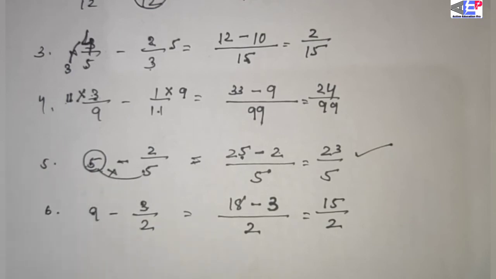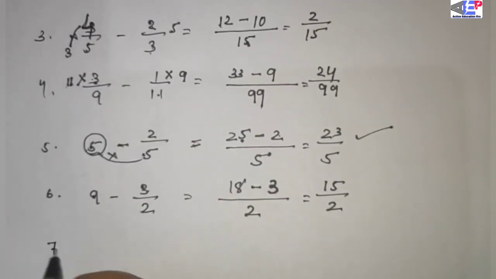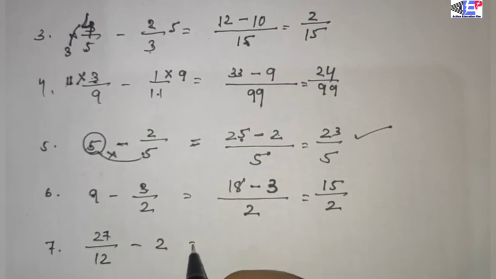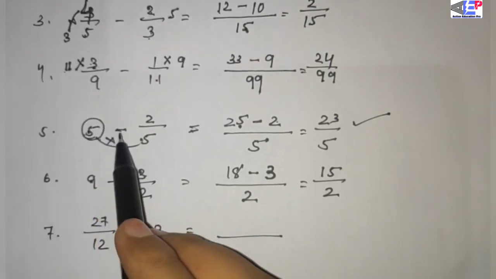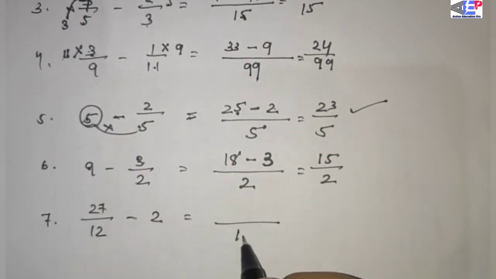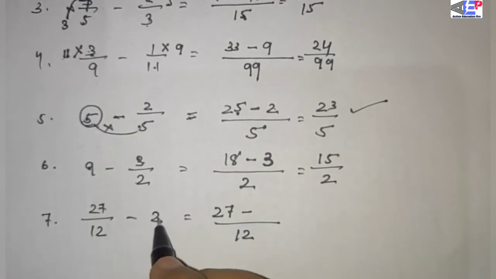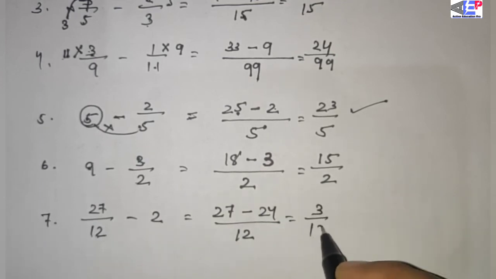Now subtract a whole number from a fraction. So take another example, question number 7. Simply follow the same procedure we followed in question number 5 and 6. Write the denominator 12 and write the same numerator and multiply this whole number with this numerator. This is 24 and your answer is 3 by 12.